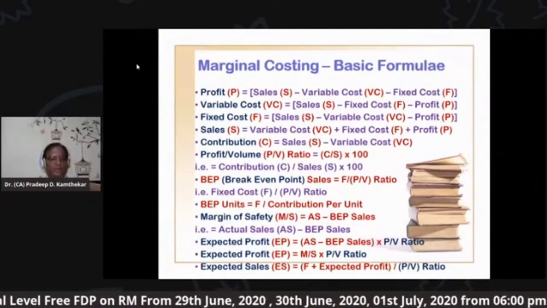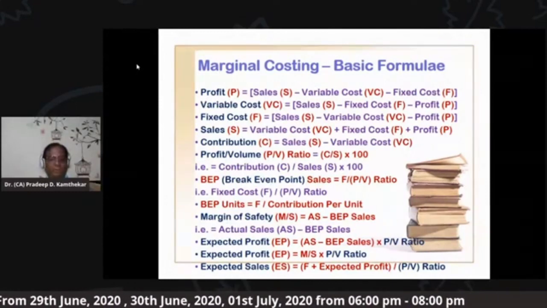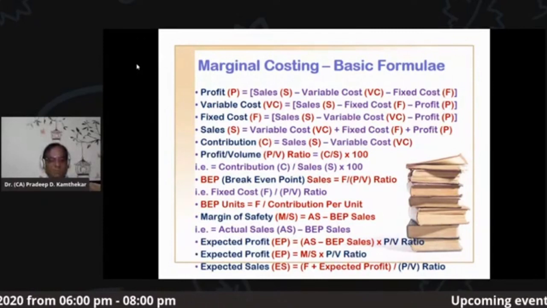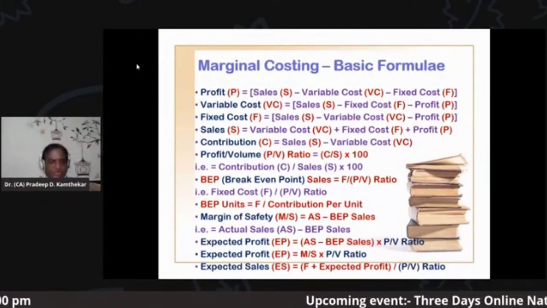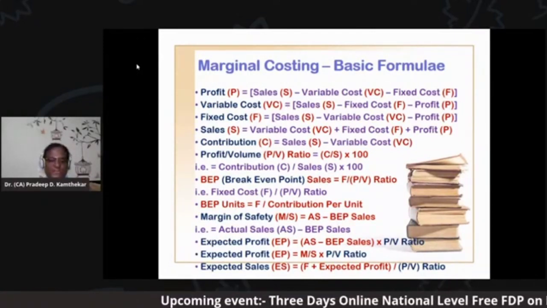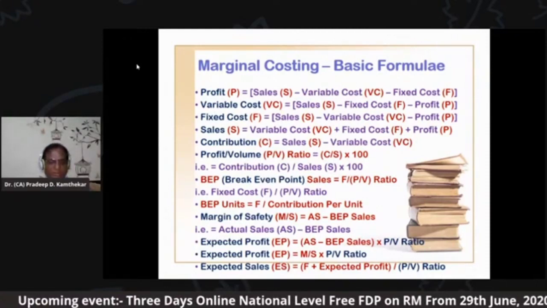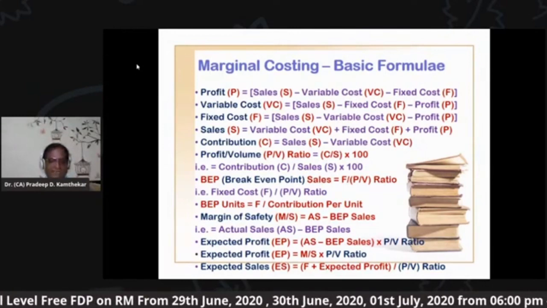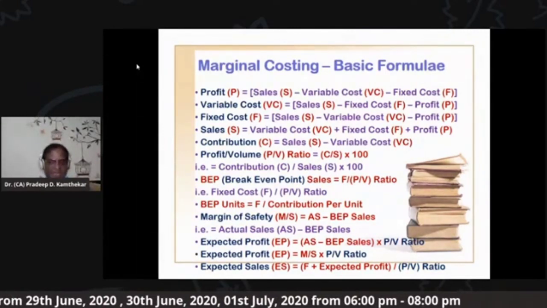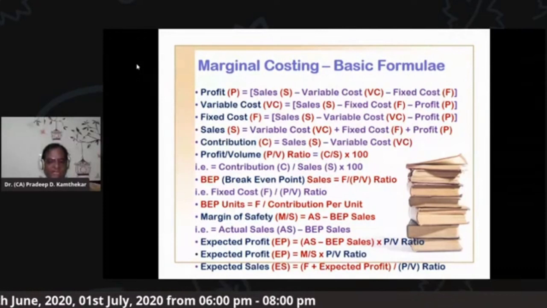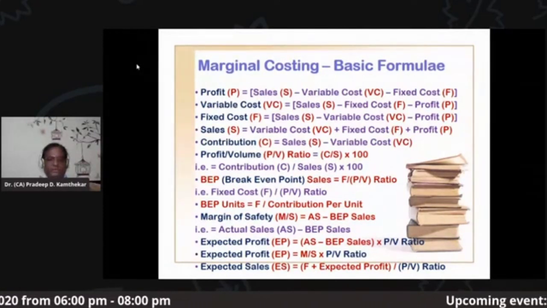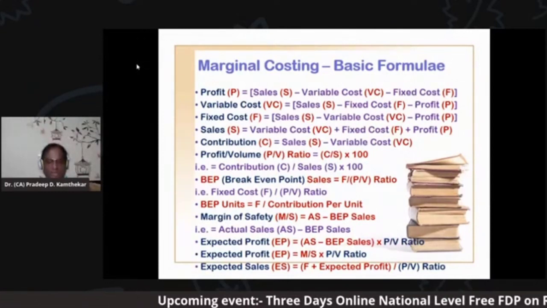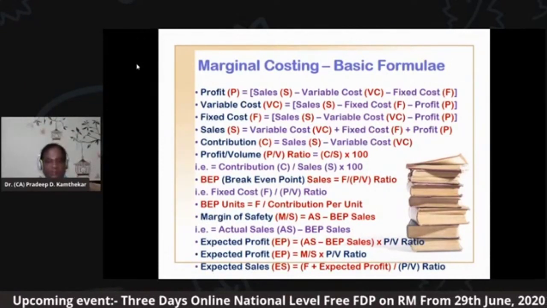Now profit volume ratio. This is one of the very important ratios that we calculate in every marginal costing problem as a part of the solution. What is the profit volume ratio? Very simple. It is contribution, that is S minus V, divided by S, that is sales minus variable cost, that is C, divided by sales, that is S, into 100. So if anybody asks you what is profit volume ratio, it is contribution divided by sales into 100, and contribution is what? Sales minus variable cost.